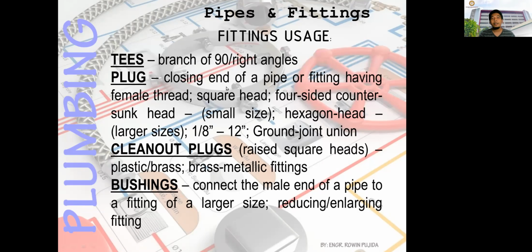For this, you have the branch at 90 degrees or right angle. Then the plug is to close the end of the pipe or fitting having female thread. They have square head, four-sided countersunk head for small sizes, and you have the hexagon head for the larger sizes. And then the diameter, you have lengths from 1/8 inch to 12 inches. And this is the ground joint union.